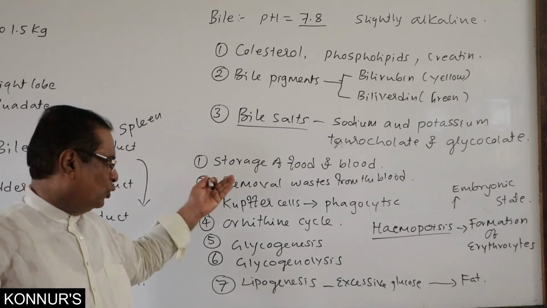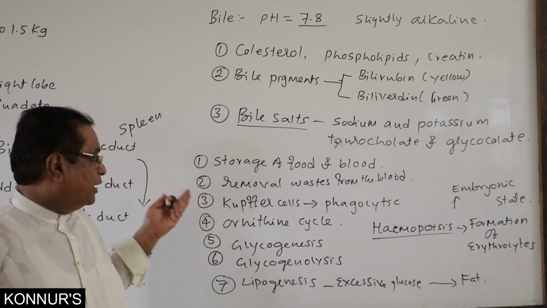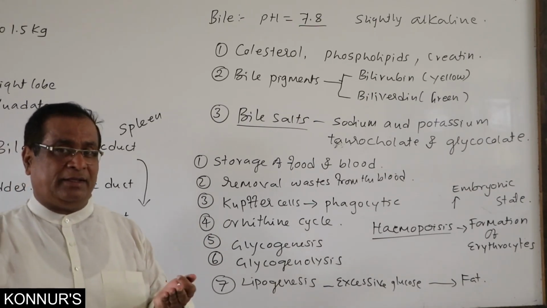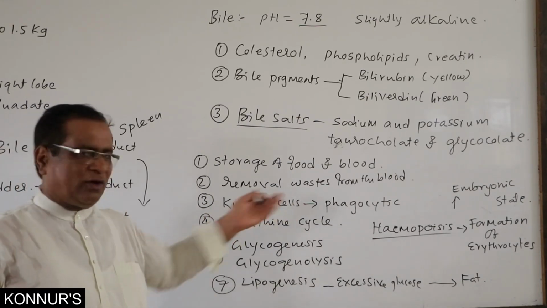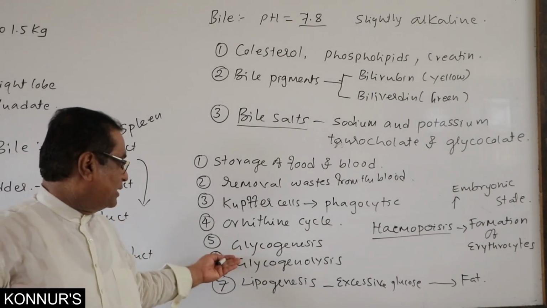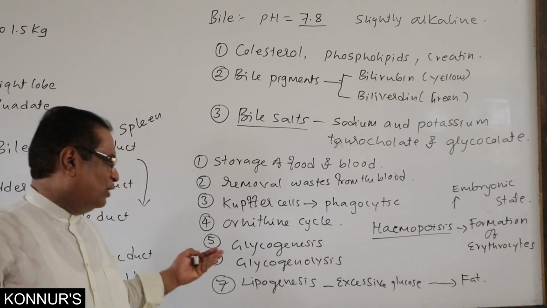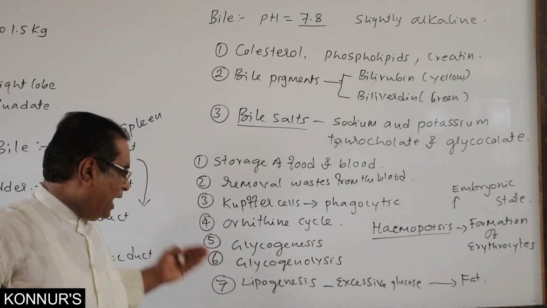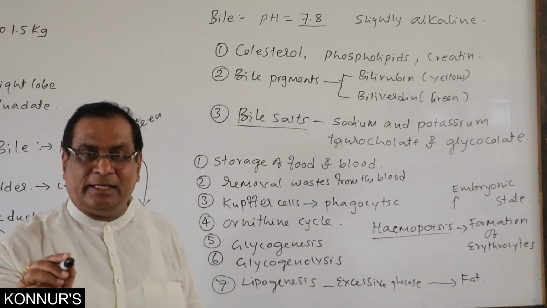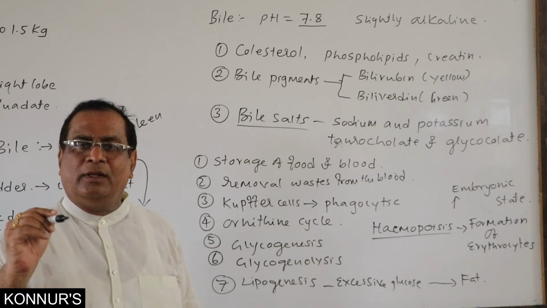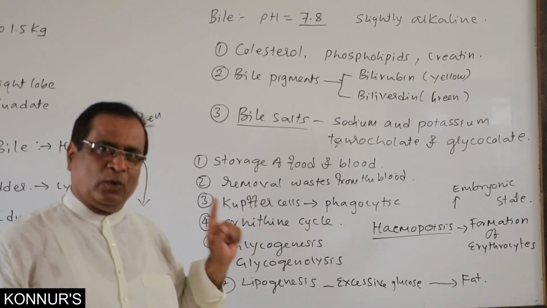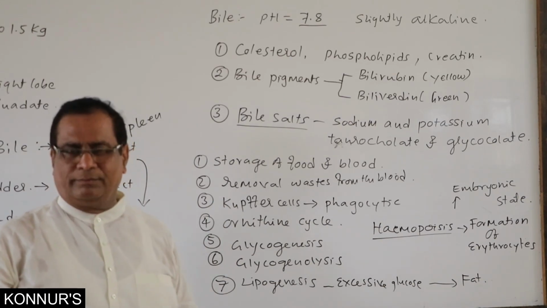It is meant for storage of food and blood, removal of waste from the blood, and Kupffer cells, which may make the NEET question concerning this: phagocytic, and the ornithine cycle, glycogenesis, glycogenolysis, lipogenesis, and importantly hemopoiesis takes place in the liver, where RBCs are produced, but only in the embryonic state. That's all.